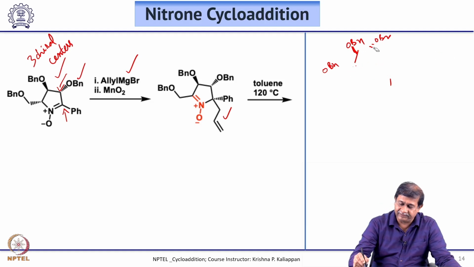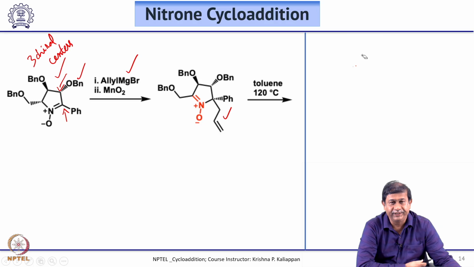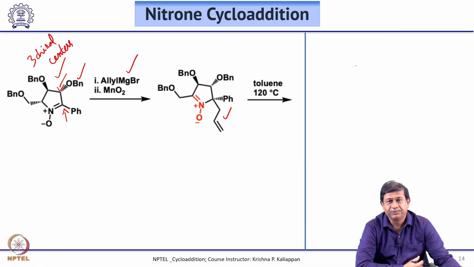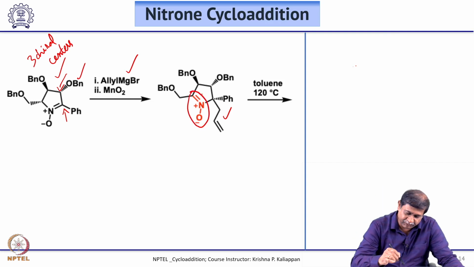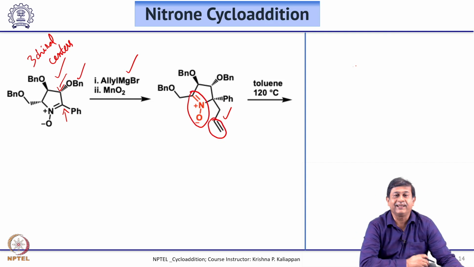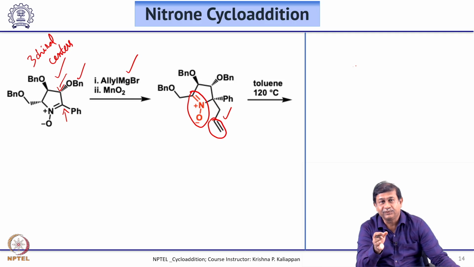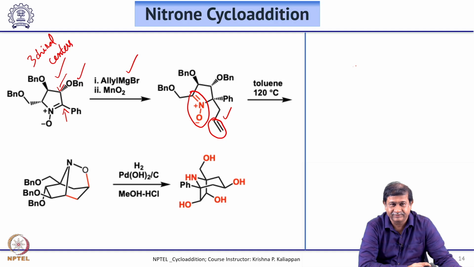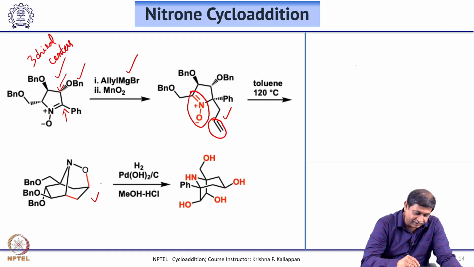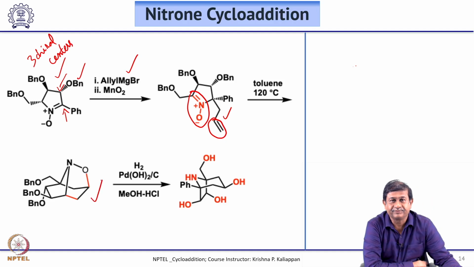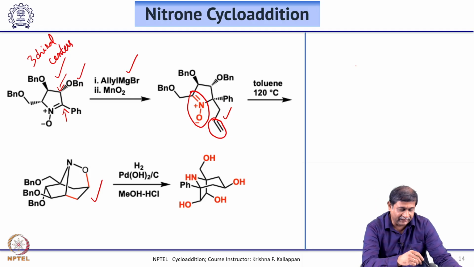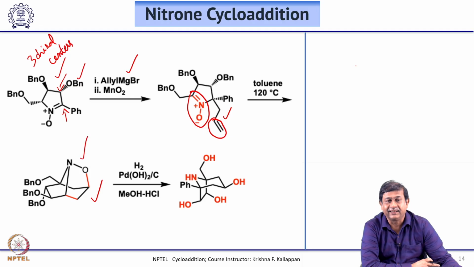So, oxidation of this N-hydroxypyrrolidine gives the corresponding nitrone. So, now if you treat with toluene or if you heat it, there is a dipole and this is the dipolarophile. So, this can undergo an intramolecular 1,3-dipolar cycloaddition. Okay. So, that will give you this isomer. Please try to write the transition state to get this particular tricyclic compound.